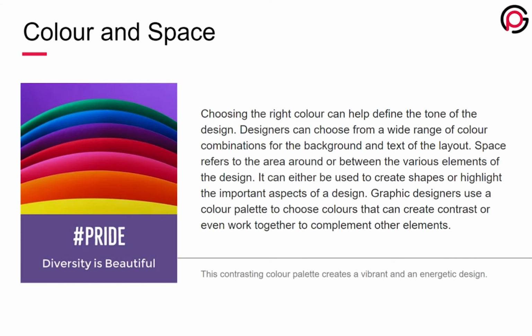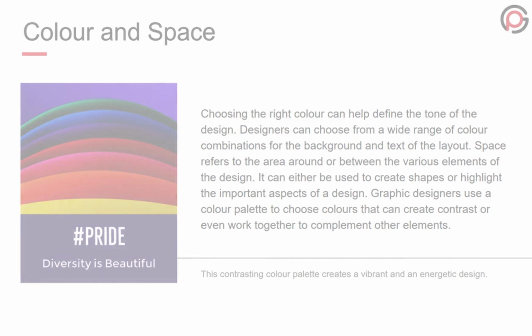So the next is color and space. The first thing you need to do is choose the right color for your design to make your design better. Color plays a crucial role in your design, and the next thing you need to be aware of is space. Space is defined as the part between the two elements that you have to use in your design. For example, you can see this picture here. The colors used are giving a vibrant and energetic feeling to the entire image.